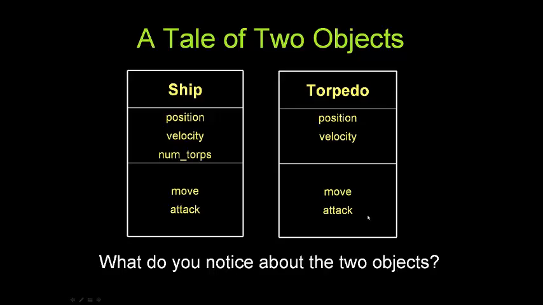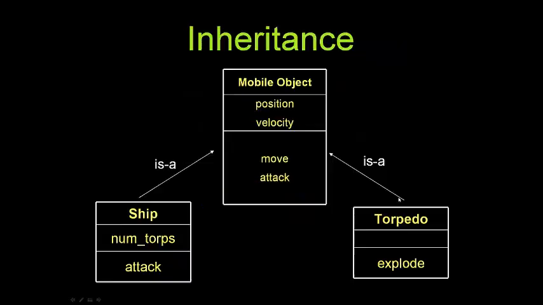So you notice something interesting, right? You notice that these two, okay, are the same. These two are the same. You go, that's interesting. You suddenly realize that there's some common parts. So you can take out the common parts or abstract it out as a mobile object. So now you see this mobile object here. You see position, velocity, move, and attack.